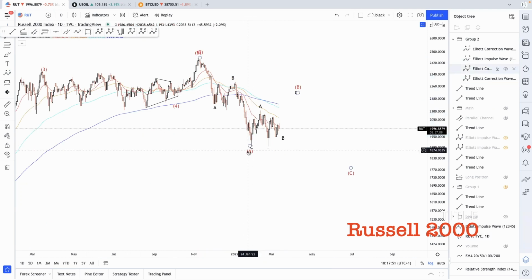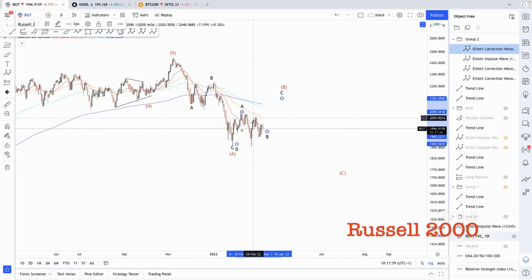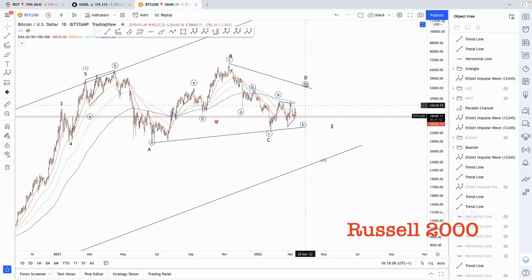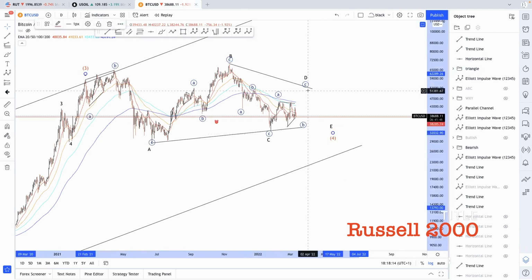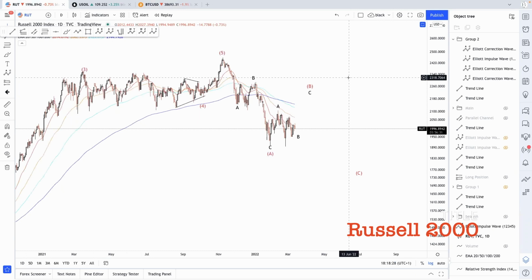As you can see, if this is the right count for the Russell, I can show you also the S&P, a different count but the same direction, up. Now we're making a sideways move, further upside, and then more downside, with E to complete the correction. So as you can see, either way, with both counts, we have 2 to 3 counts for Bitcoin and so far 2 counts for the Russell, and they fit.